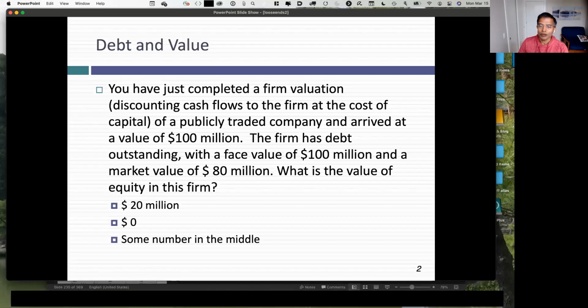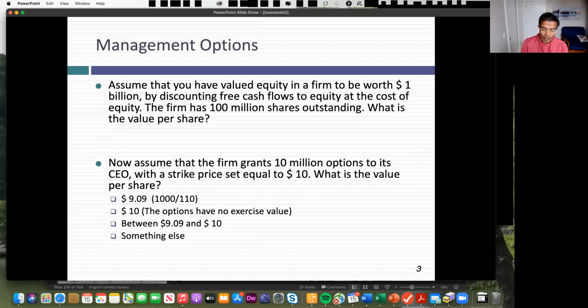Let's do a second issue. And this is something we're going to talk about today. Let's say, Aaron, you're going to be the one here. Let's say you value the equity in a company at $1 billion. You took free cash flows to equity, discounted at the cost of equity. You did everything right. You come up with $1 billion for the equity. There are 100 million shares outstanding. So let's start with the easy one here. What's the value per share?